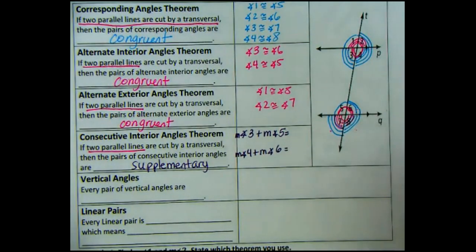What does it mean when two angles are supplementary? What do they equal when you add them together? They equal 180. They equal 180 degrees.